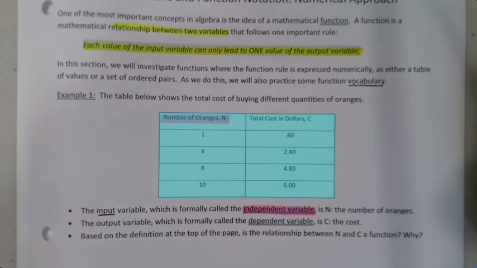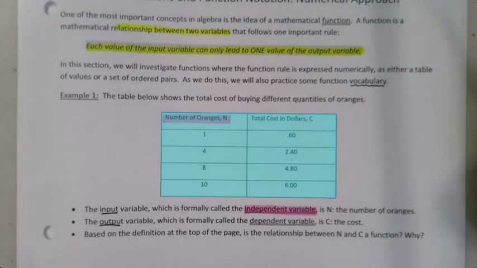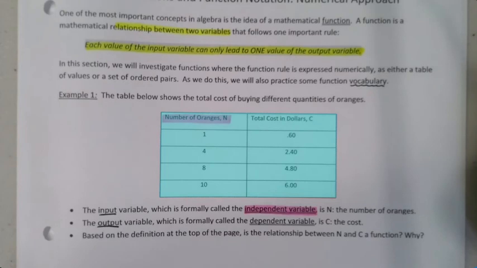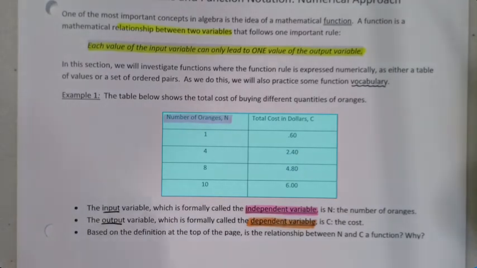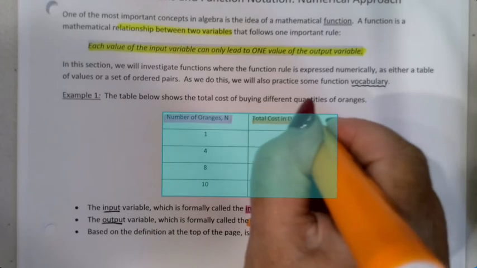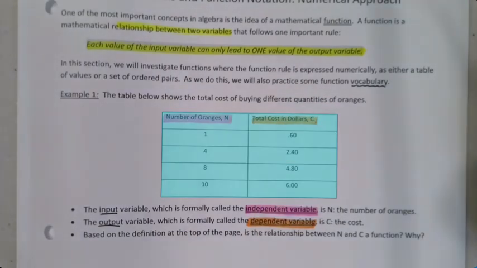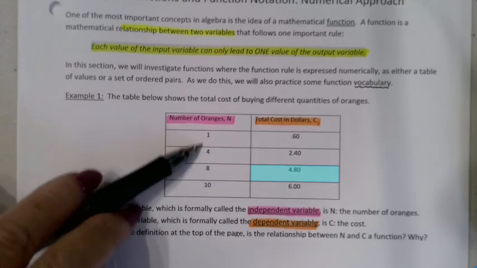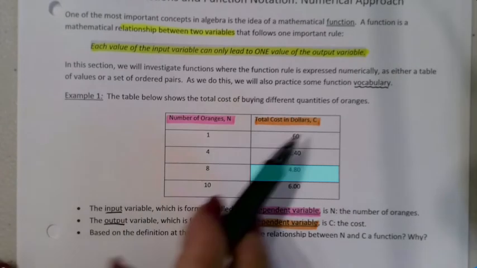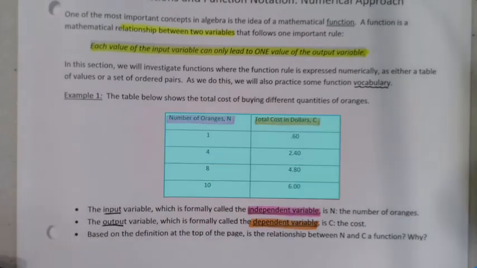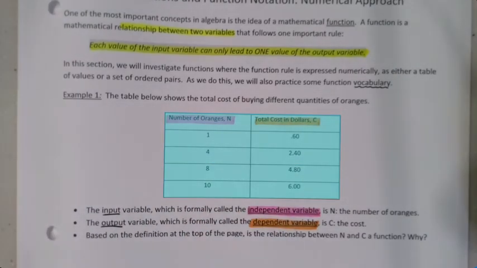Secondly, we have our output variable. Again, formally, this has a name. It's called the dependent variable. And in this case, the output or dependent variable is C, the cost of the oranges. Hopefully that kind of makes sense. The independent variable, you get to decide how many oranges you're going to buy, but then the cost depends on the number of oranges you selected.